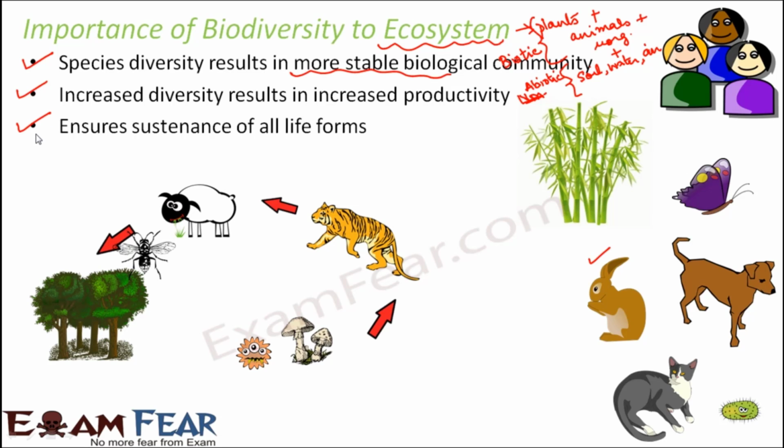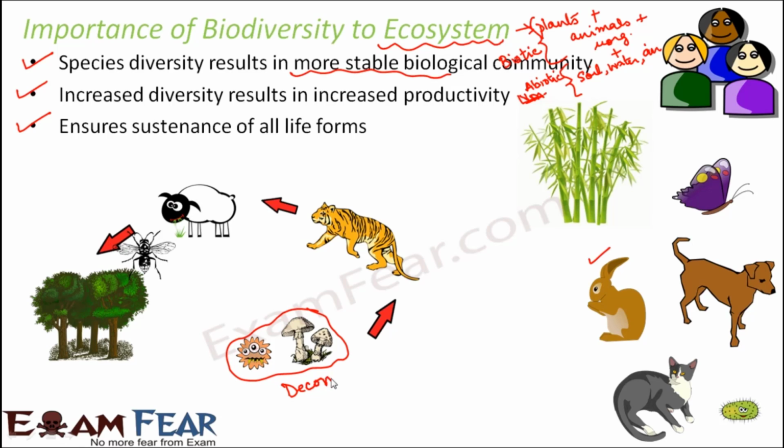Next, ensuring sustenance of all life forms. As I was saying, all organisms are dependent on other organisms for their survival. Plants prepare their own food. These plants are eaten by animals like goat, cow or rabbit. These animals in turn are eaten by bigger animals like lion or tiger. When all these plants and animals die, they become dead and decaying matter. This dead and decaying matter is then broken down and mixes with the soil. And who does this job?